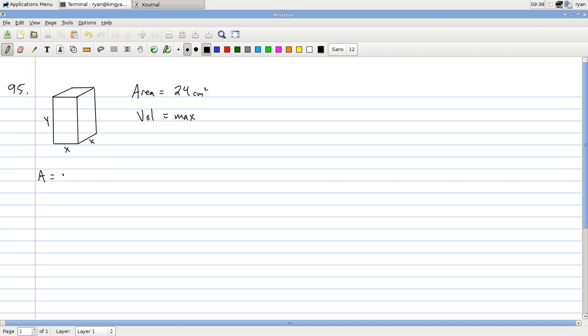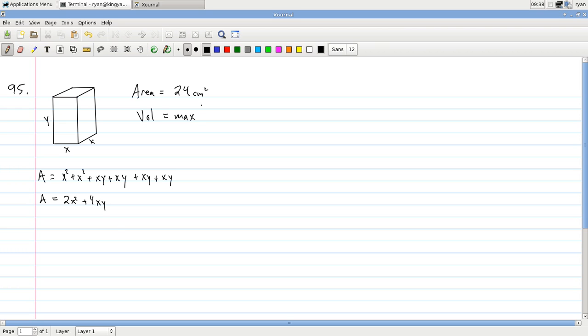So this is the area of the bottom, which is x squared, plus the area of the top, which is also x squared, plus the area of the front face, which is x times y, plus the area of the back face, which is the same, plus the area of the right face, which again is xy, plus the area of the left face, which is the same. So this says that our area is 2x squared plus 4xy.